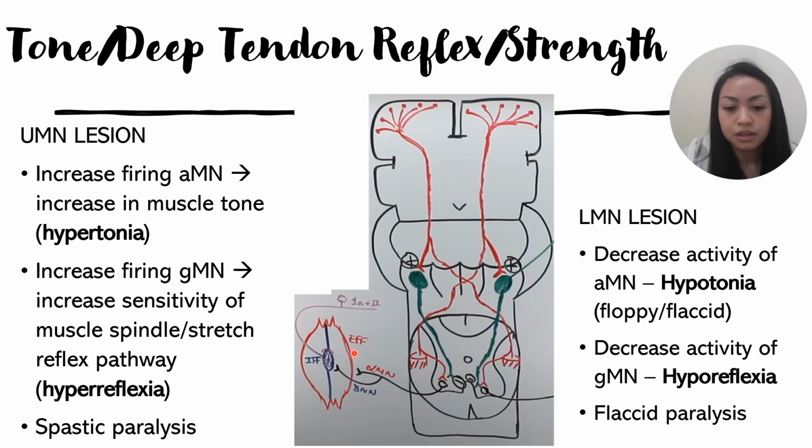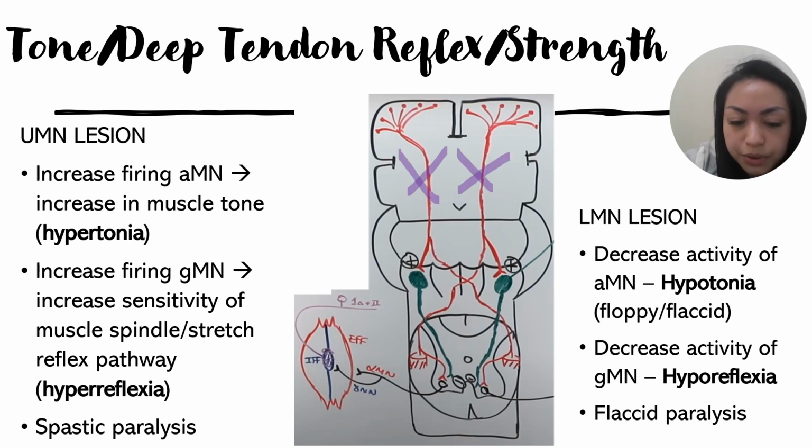Okay, so we got that. So now, what then happens if we have an upper motor neuron lesion? So what happens then if we have an upper motor neuron lesion?